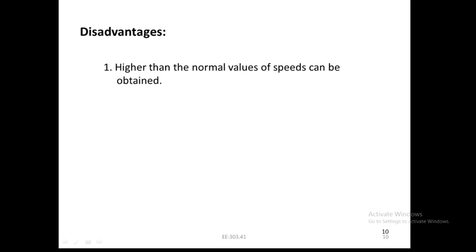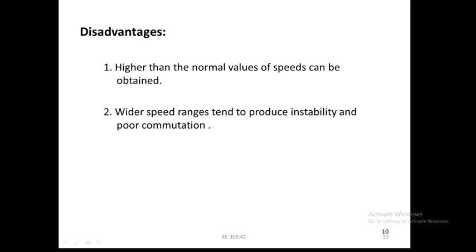Now we talk about the disadvantages of the field control method. Higher than the normal values of speed can be obtained, but wider speed ranges bring instability and poor commutation. If you go for higher speeds, we will get poor commutation at the commutator because of the speed range. And there is a limit on the maximum speed. If you go higher than the maximum speed, the motor may suddenly be damaged, mainly in the commutation process.